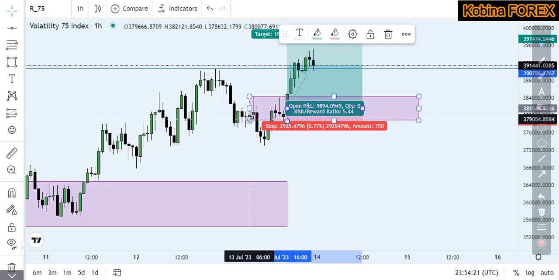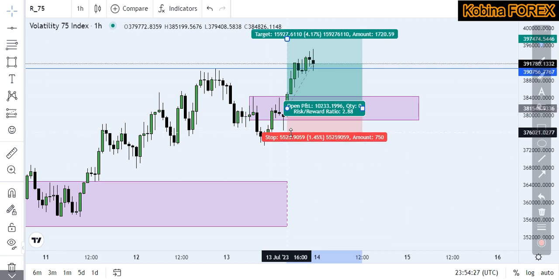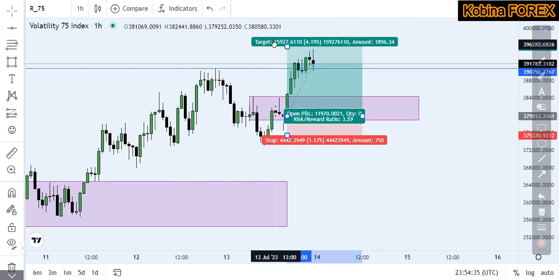Your stop is just below this breaker. To be on the safer side, you can even extend it a little bit below this particular price point. And then where do you take your profit?